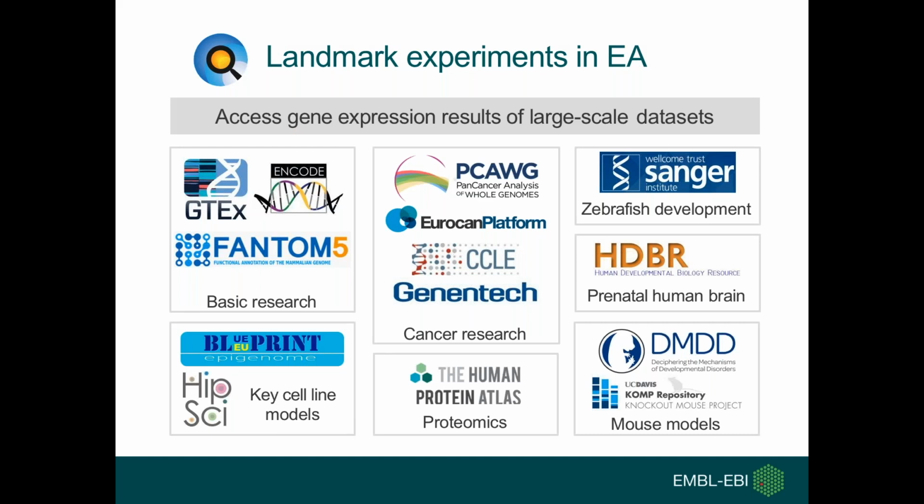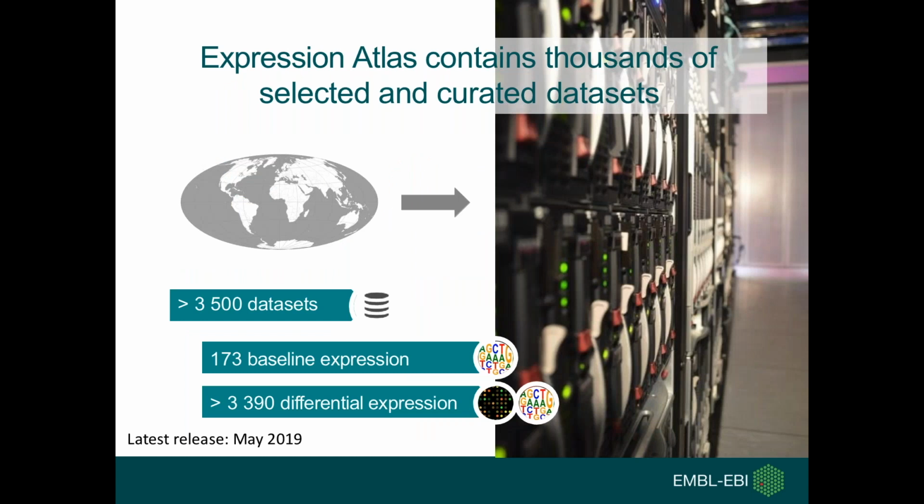Of course, GTEx is not the only example. We have a number of similar large-scale datasets across different species, developmental stages, and disease states. For example, in addition to basic research datasets, we have cancer research, human development, model organism development, and cell line model data. As of the latest release, Expression Atlas contained over 3,500 datasets, of which 173 are what we call baseline, constitutive normal expression datasets, and just under 3,400 differential datasets. These are datasets which explore different biological conditions, such as gene knockouts or disease states. So in this webinar, we will guide you through what these datasets mean in more detail.